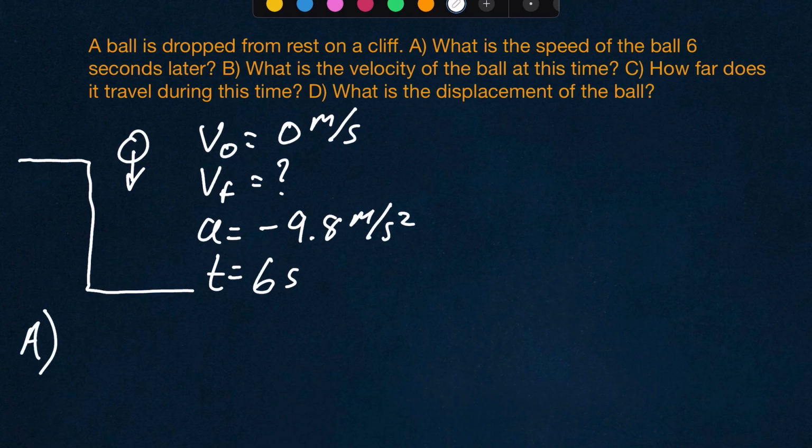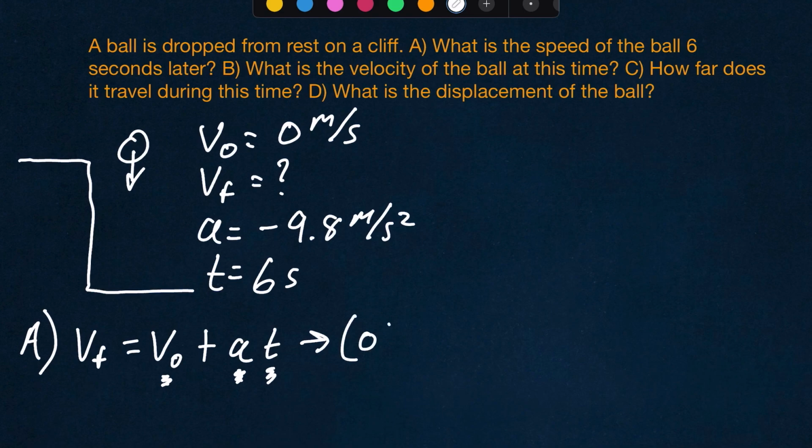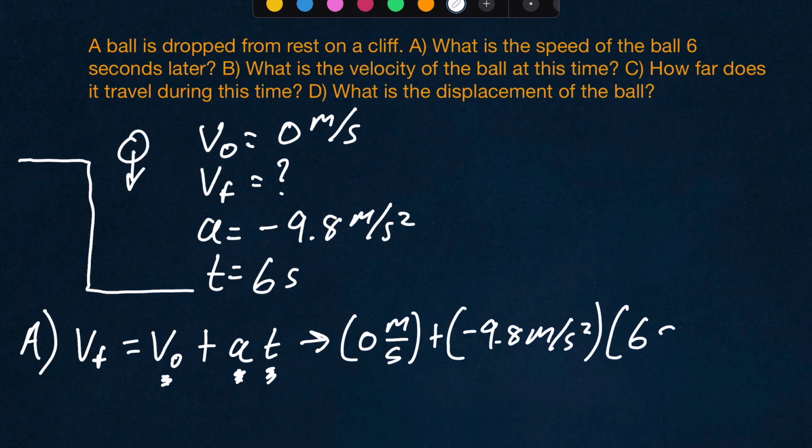In order to solve this, we need to use one of our physics formulas that tells us that V final equals V initial plus acceleration times time. We know V initial, we know acceleration, and we know time. So what we have to do is simply plug in these numbers. V initial is 0 meters per second, acceleration is negative 9.8 meters per second squared, and time is 6 seconds.